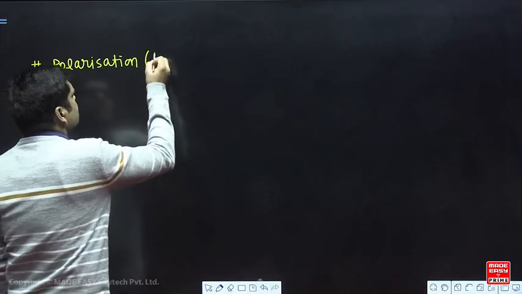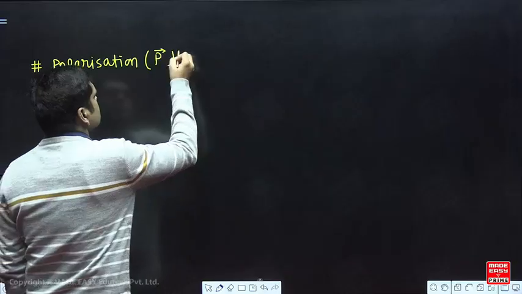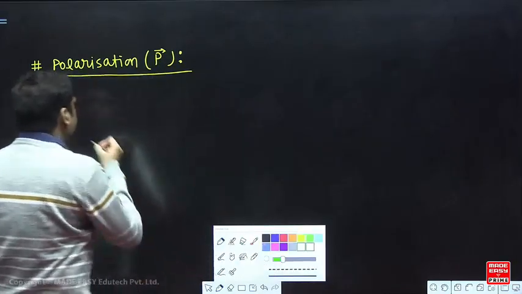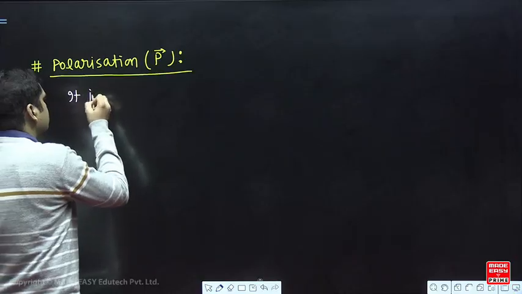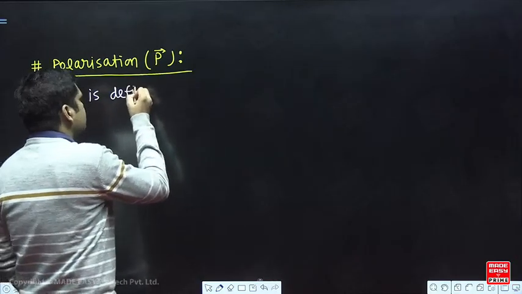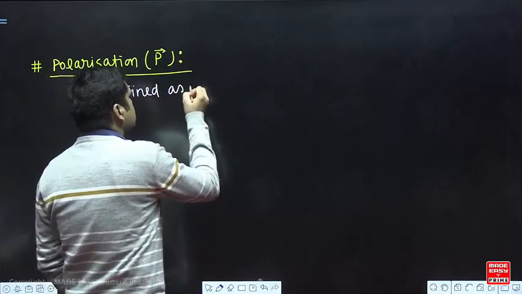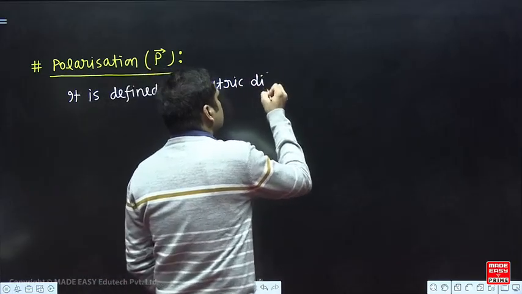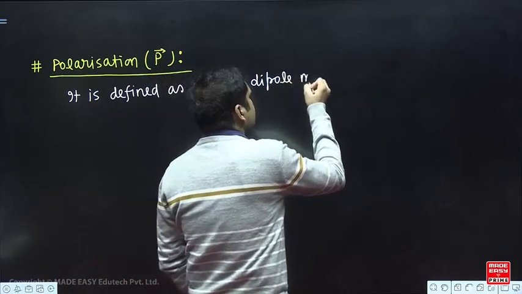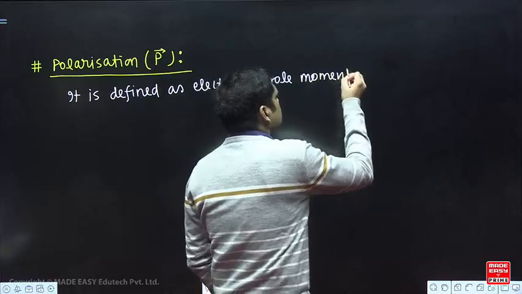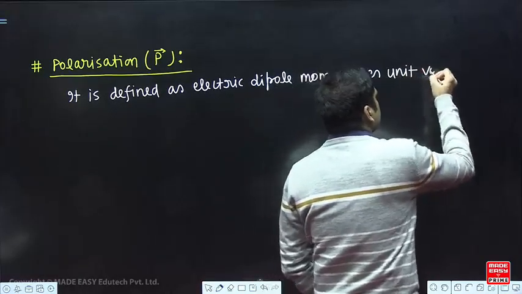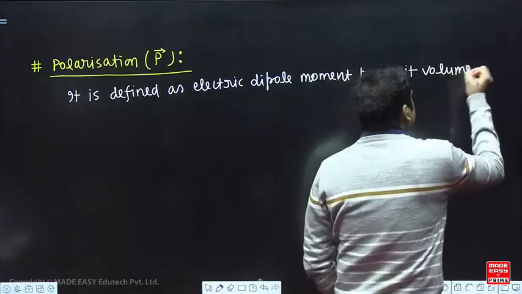It is represented as capital P. It is defined as electric dipole moment per unit volume.